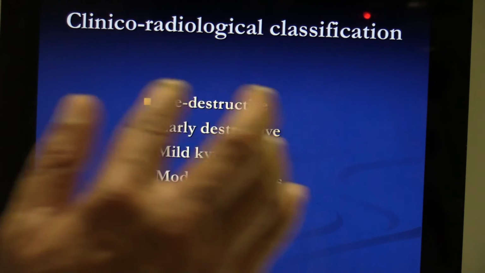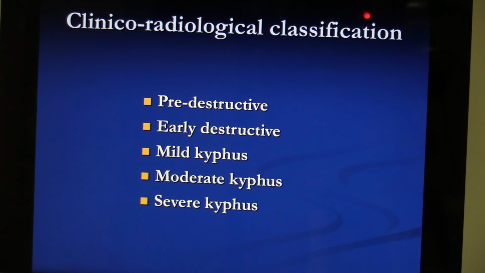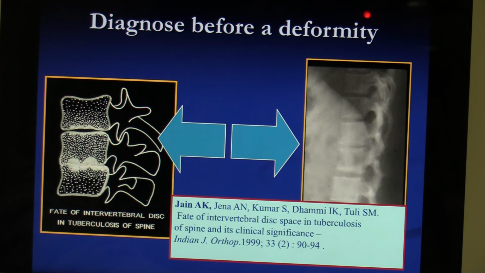And at this point of time, we suggest some x-rays, some investigations, and on the basis of clinical and x-ray findings, we call it pre-destructive when the patient is just symptomatic with local tenderness, and early destructive when there is mild kyphosis, moderate kyphosis, or severe kyphosis, and that is how we classify the severity.